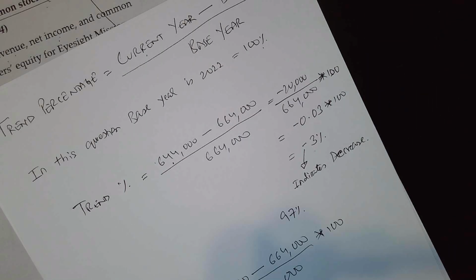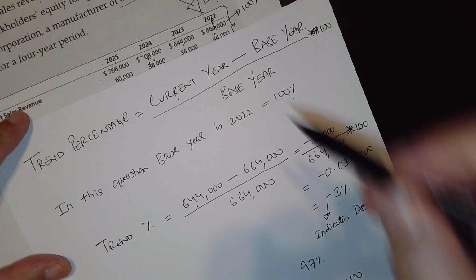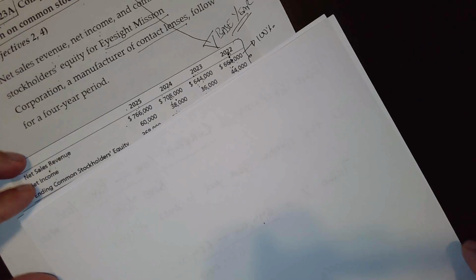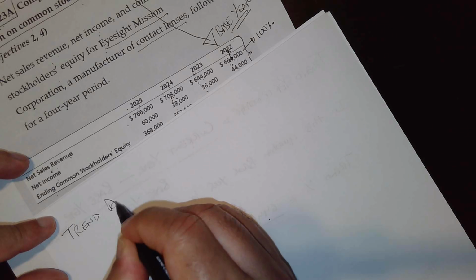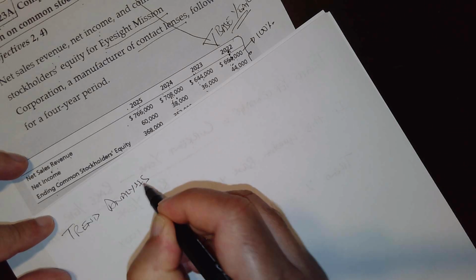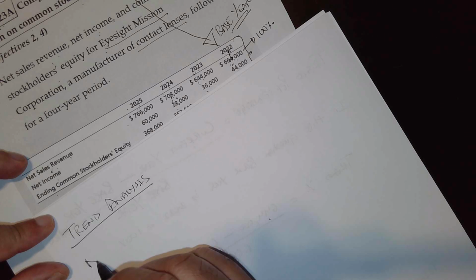So what we can say is that I'm going to write the trend analysis here, and I'm going to show you for the first one. That's the net sales revenue.